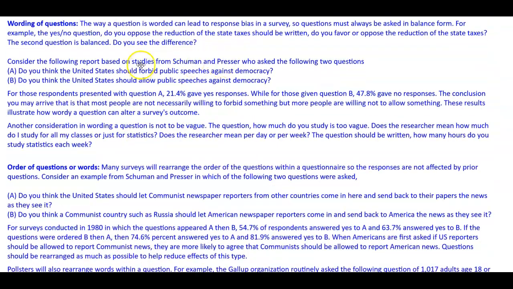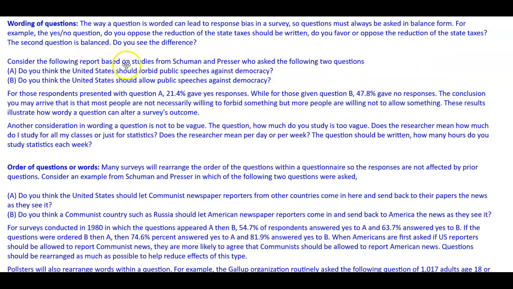Wording of questions. The way a question is worded can lead to response bias in a survey, so questions must always be asked in balanced form. For example, the yes-no question, "Do you oppose the reduction of the state taxes?" should be written, "Do you favor or oppose the reduction of the state taxes?" The second question is balanced. Do you see the difference?